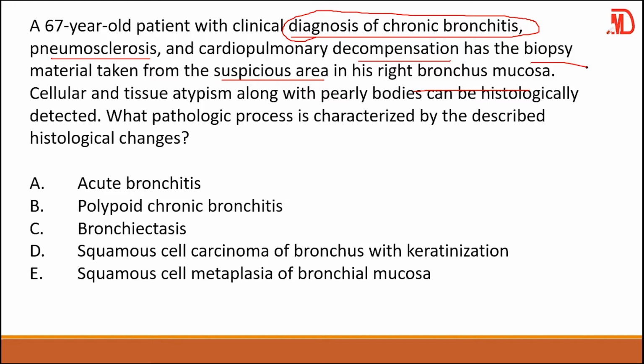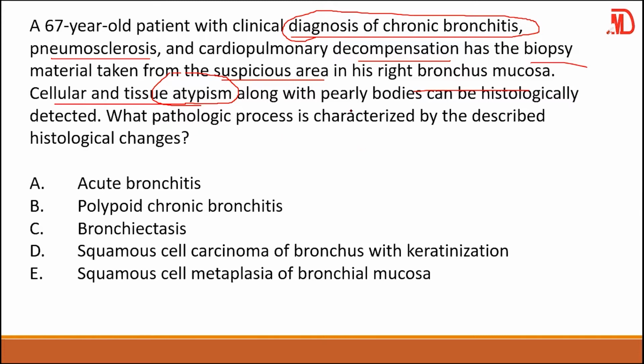So now we are going to analyze why the person is having this kind of problem. So a biopsy was taken from the suspected area. Now look at the finding. Cellular and cell atypism. When we say atypism, that means atypical cells. When we say atypical cells, it means neoplastic cells. That means the cells are growing too much. Proliferation is too much. Okay, that's what atypical cells are.